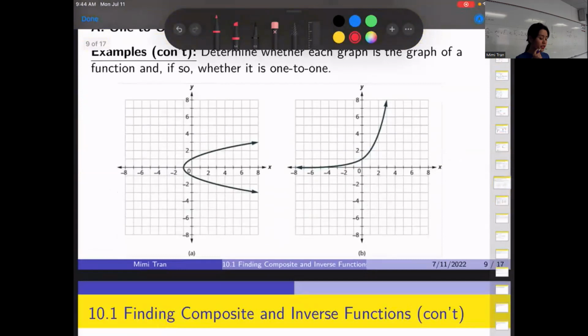This one, is it a function? Is it one-to-one? If it is not a function, you stop. So if function is no, you stop. If it's not even a function, don't even think about one-to-one. You have to pass being a function first.